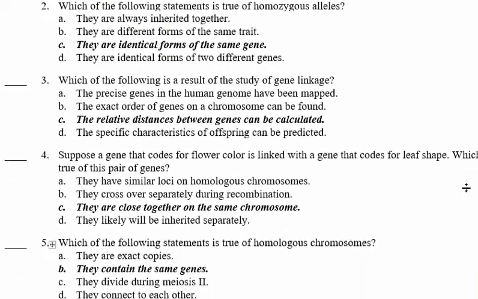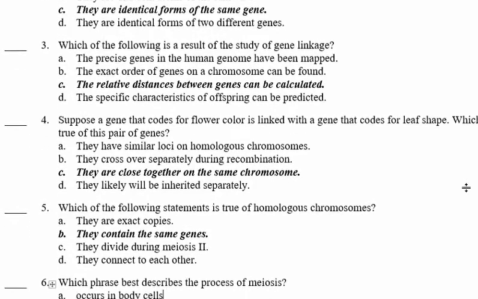Suppose a gene that codes for flower color is linked with a gene that codes for leaf shape. See, we are talking about two genes that are linked. Which statement is true for this pair of genes? They are close together on the same chromosome. So when the scientists studied the gene linkage, they discovered that the genes that are close together on the same chromosome are probably going to be inherited together even after the crossing over.